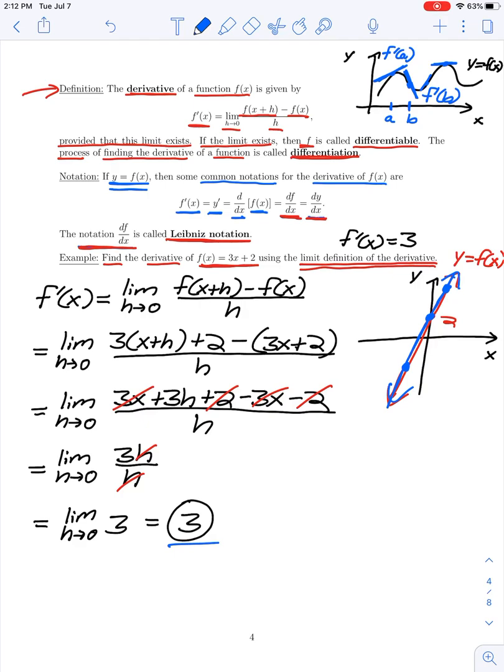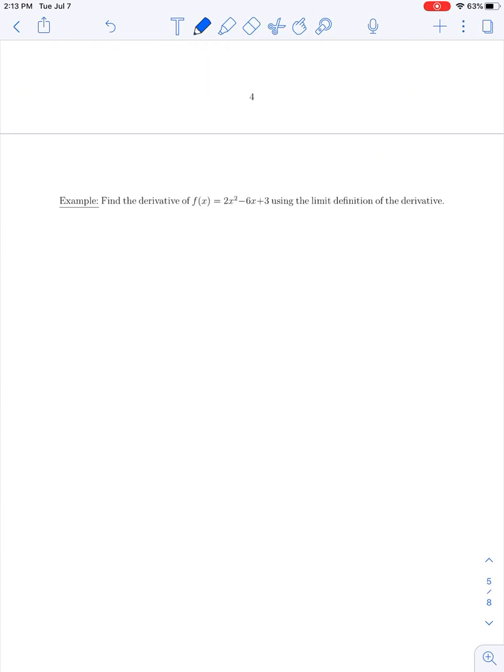So using this same sort of intuitive idea, we will make use of the fact moving forward that the derivative of a linear function, that is the derivative of a line, is the slope of that line, in this case 3. All right. So let's look at another one that's a little more complicated. In this next example, we are considering a quadratic function. f of x is 2x squared minus 6x plus 3.